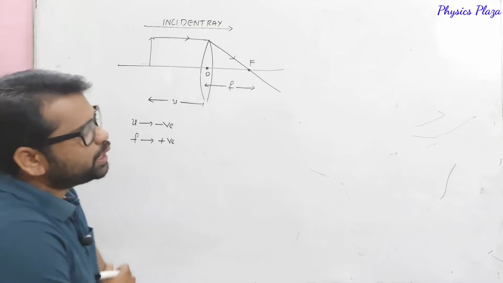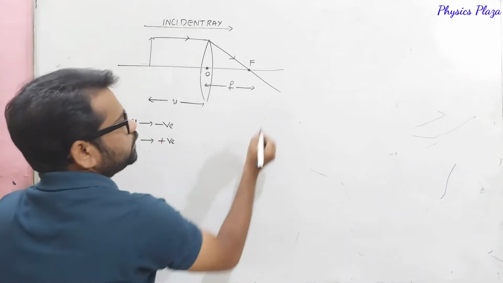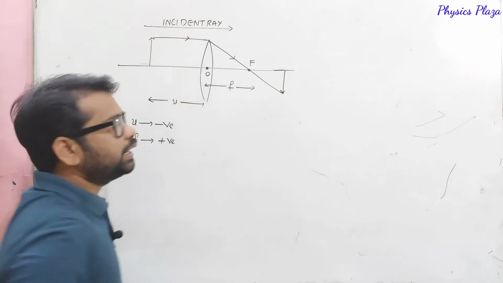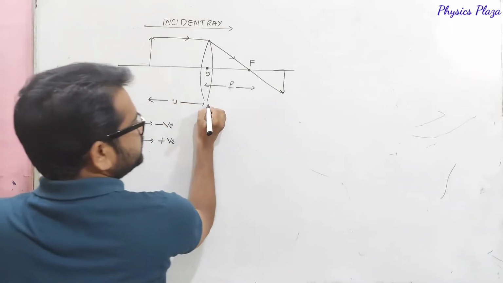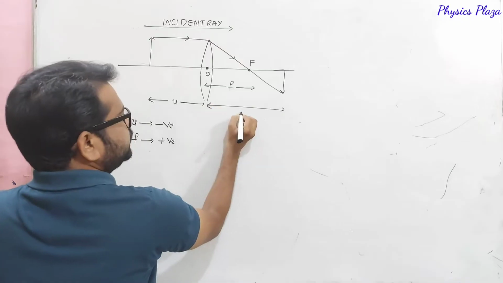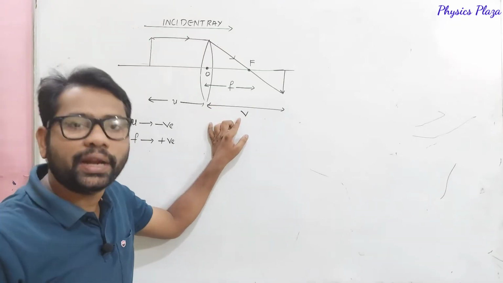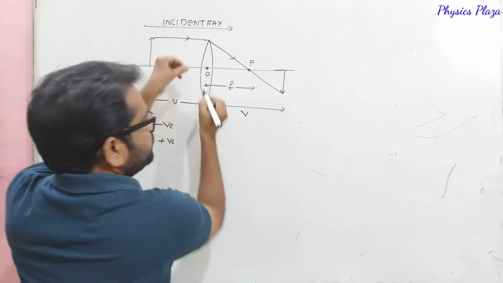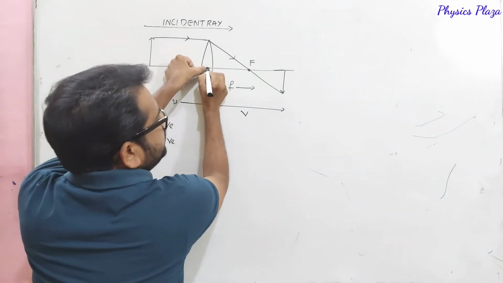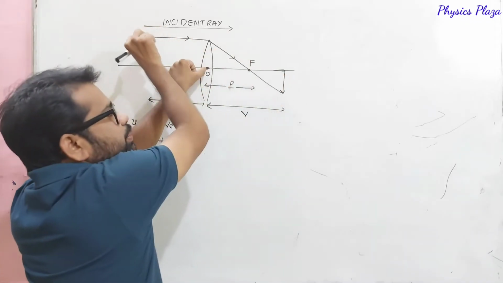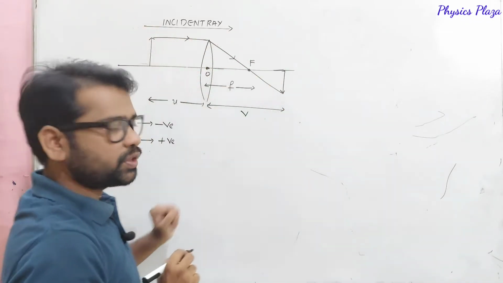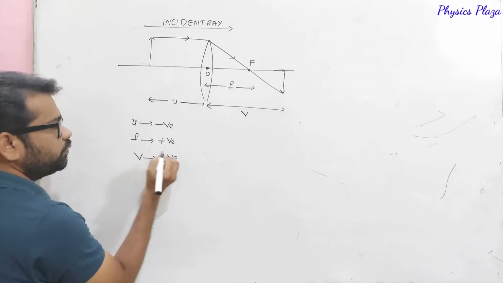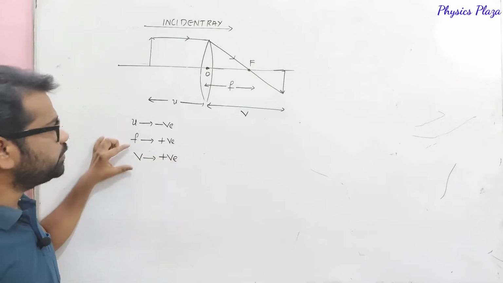Then you may get one doubt. Sir, if somewhere the image is formed here, let us say the image is formed there, so this is going to be the image distance. Will the image distance be positive or negative? Again, we have to start measuring from the optic center only. We are measuring in the direction of the incident ray only. So here v is positive. So u is negative, v is positive.